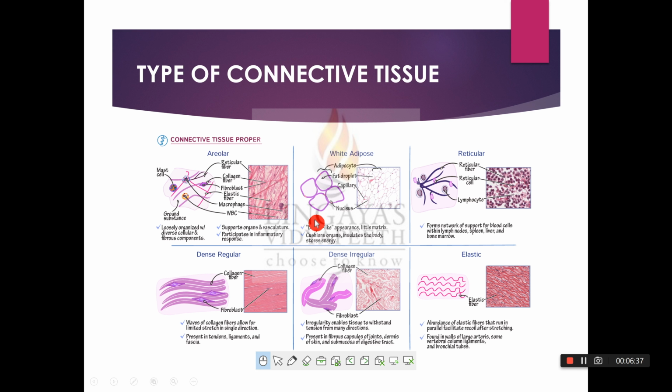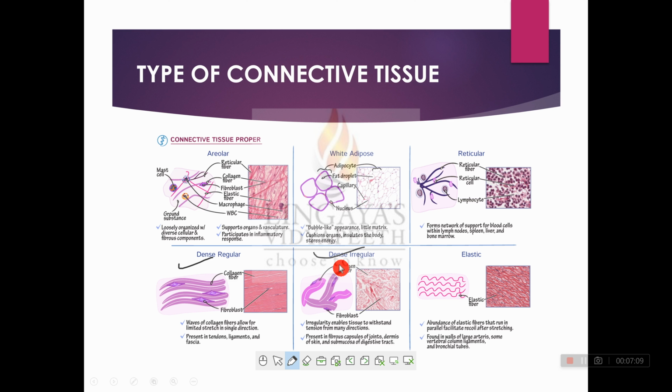Connective tissue can be broadly classified into connective tissue proper and special connective tissues. Connective tissue proper consists of loose connective tissue and dense connective tissue, which is further subdivided into dense regular and dense irregular. In this picture you can see the dense regular and dense irregular. It is a subtype of dense connective tissue.